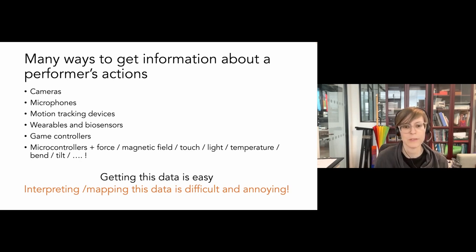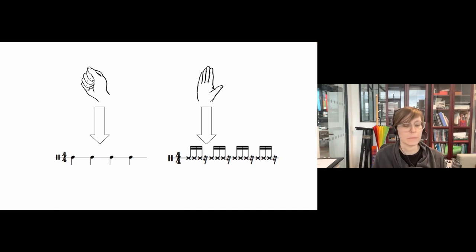So if we were to say, okay, I've got, let's say a webcam, getting information about somebody's hand and what it's doing in front of the webcam. And I want my hand, when it makes a fist, to trigger one particular musical sequence. And when I have an open hand, I want it to trigger another particular musical sequence. That is my mapping, right?